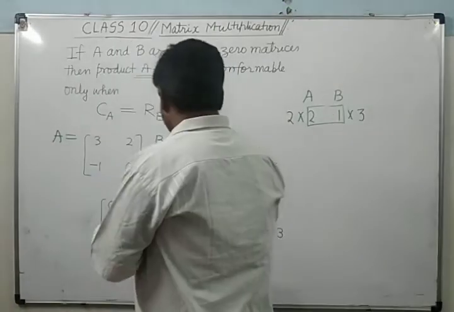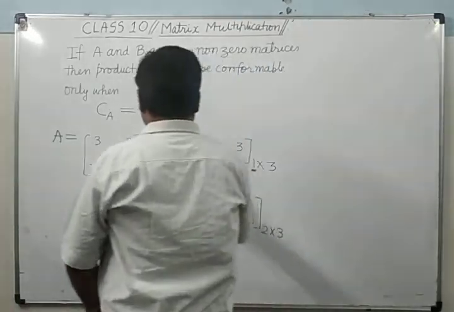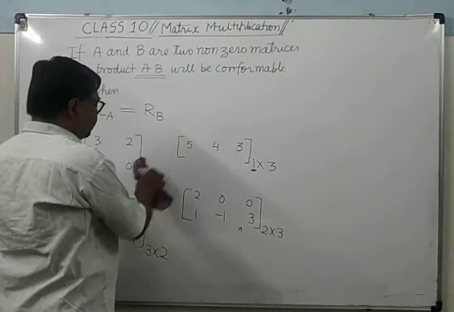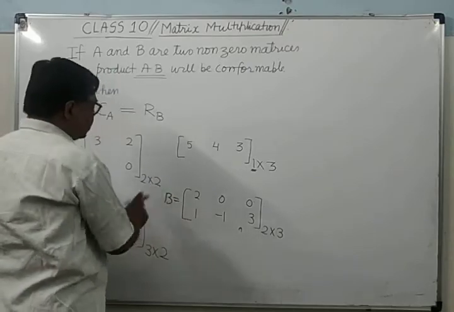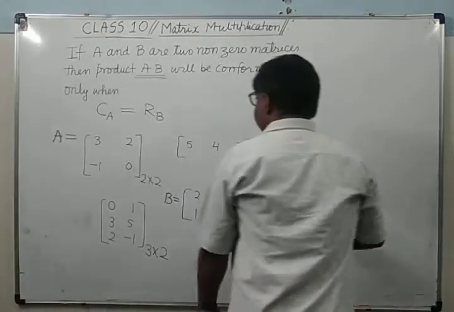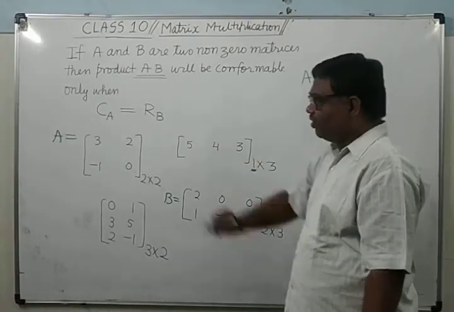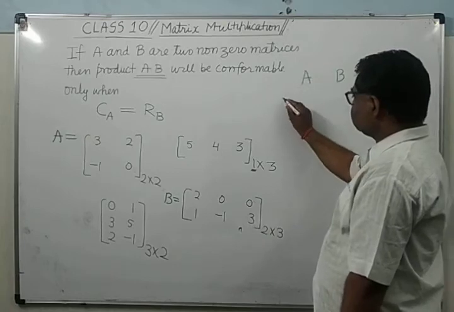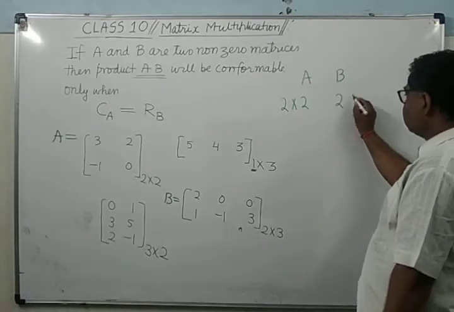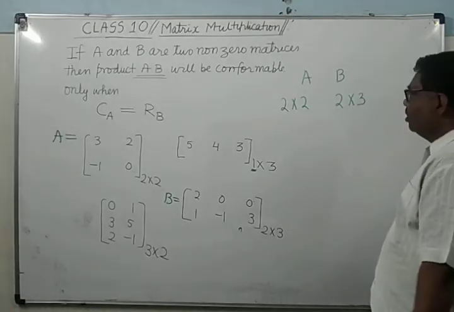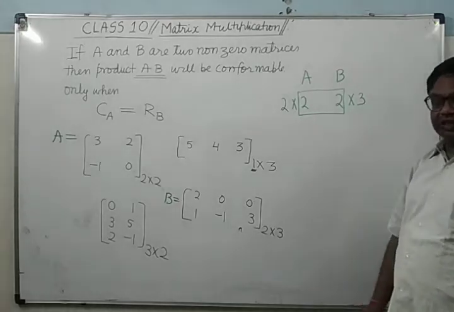Now see here, if I take this as matrix A and this as matrix B, you see whether the product AB is possible. What is the order of A? 2 cross 2 first. You write the order of the first matrix. Order of this is 2 cross 3. Yes, it will be possible because both the numbers are the same.